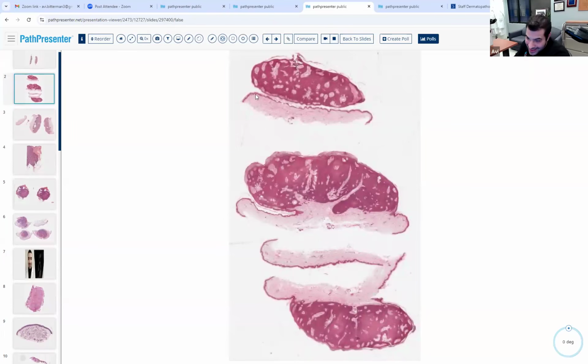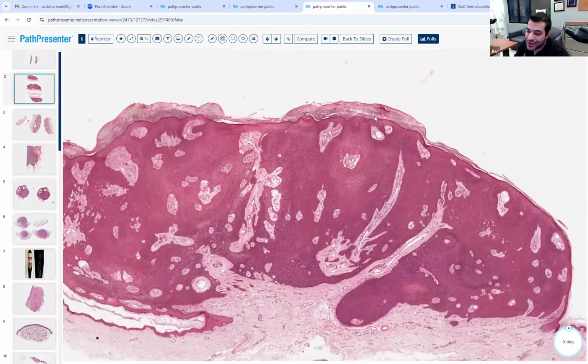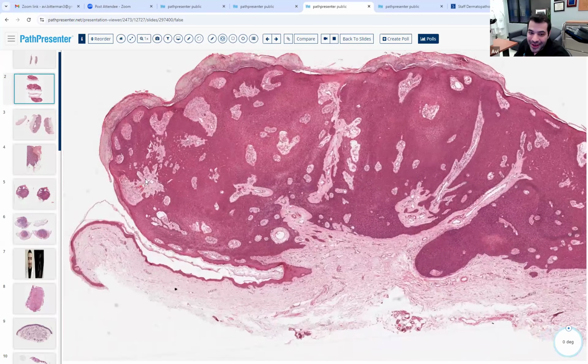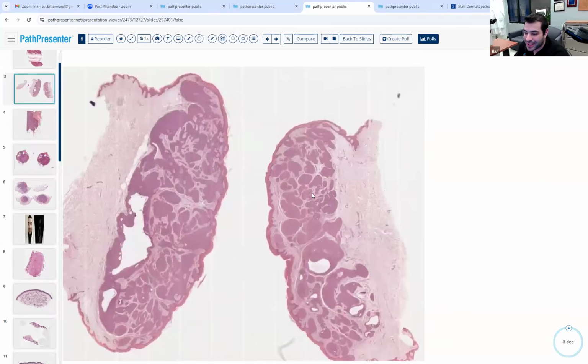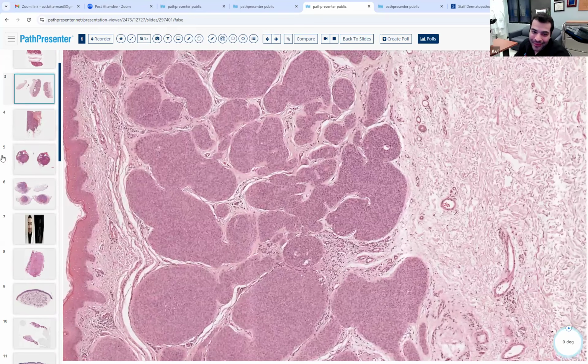Now, the next step in the acrospiroma family is the poroma. It is epidermal and dermal. The next step in the acrospiroma family is the dermal one, which is dermal duct tumor. And what's the next one in any other acrospiromas?